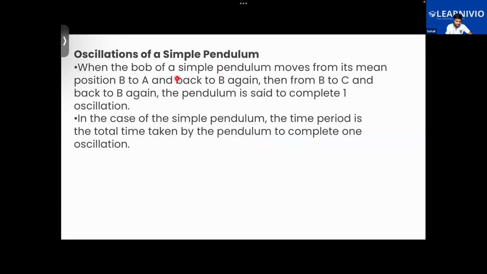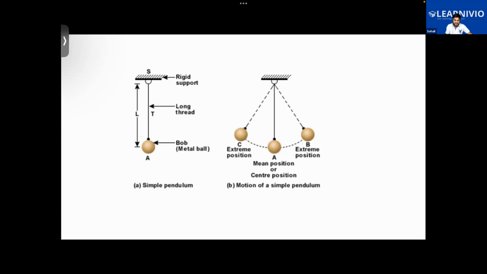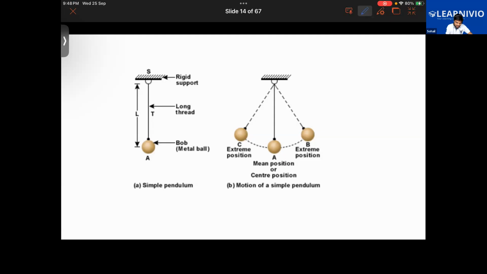Yes, sir. So when the bob of a simple pendulum moves from its mean position B to A and back to B again, then from B to C and back to B again, the pendulum is said to complete one oscillation. Let me put it in simple terms. It basically moves in this manner. It started its movement from the rest position, the central position where it was at rest, then went to one extreme position and then to another extreme position and came back. Then one oscillation is said to be completed.